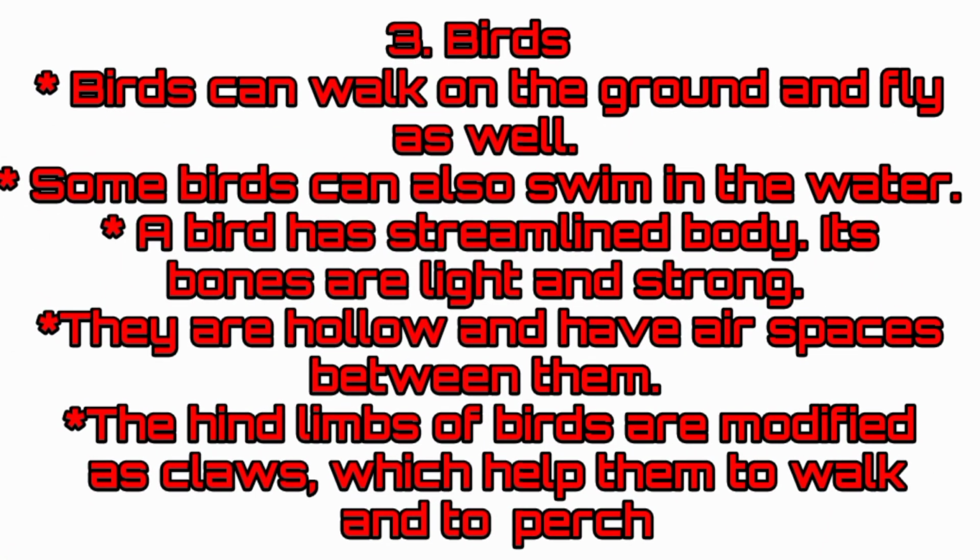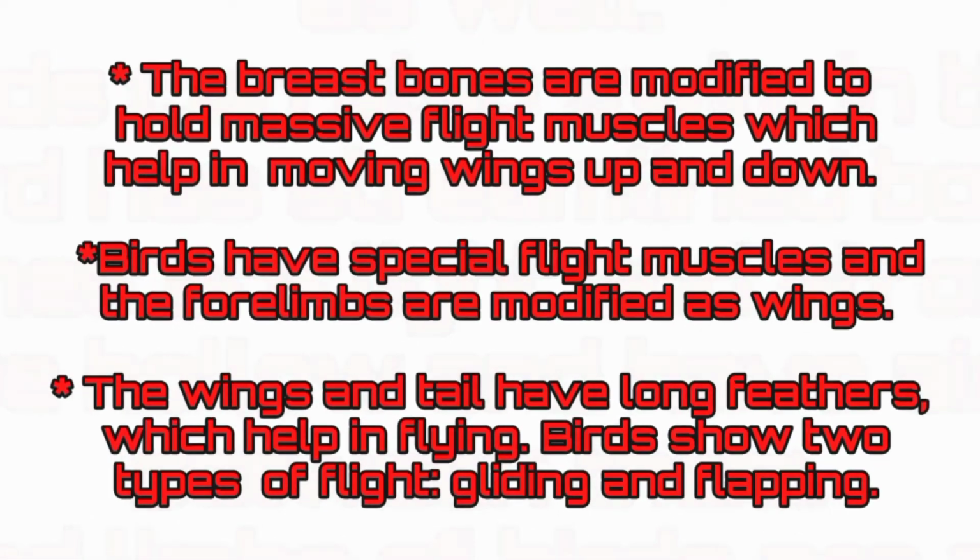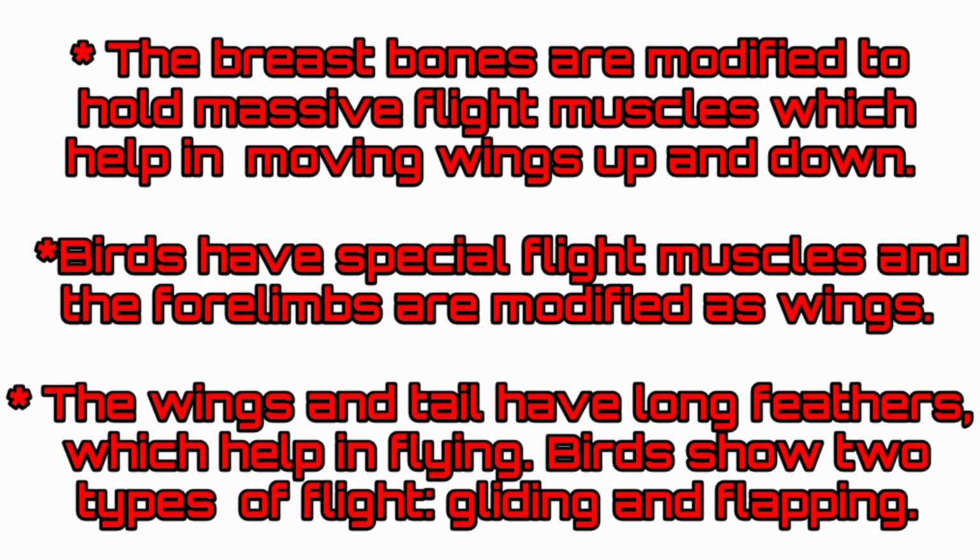Birds. Birds can walk on the ground and fly as well. Some birds can also swim in the water. A bird has a streamlined body. Its bones are light and strong. They are hollow and have air spaces between them. The hind limbs of birds are modified as claws which help them to walk and perch. The breastbones are modified to hold massive flight muscles which help in moving the wings up and down.